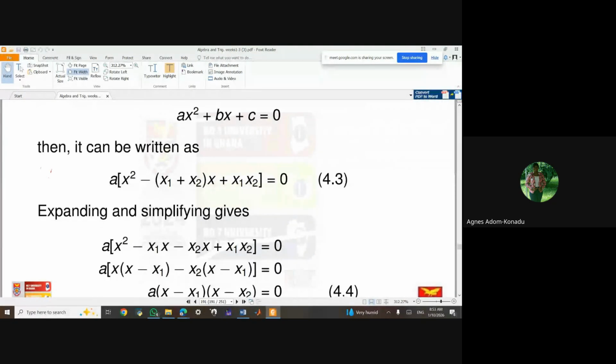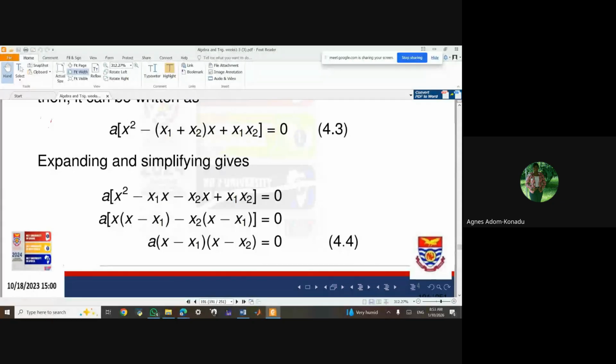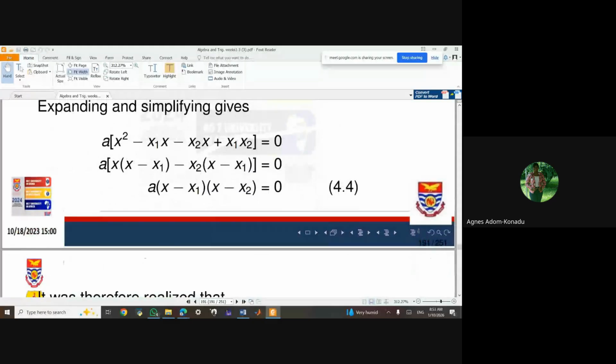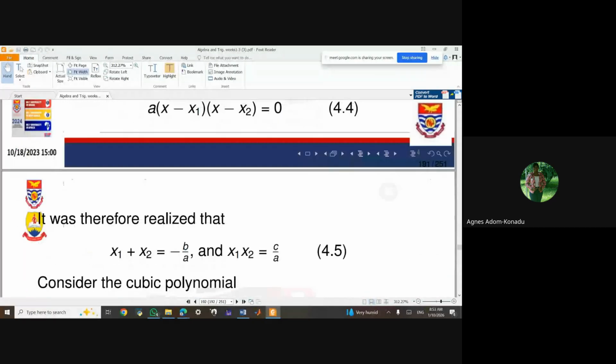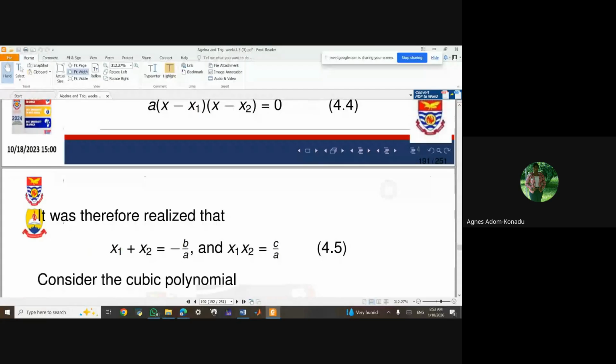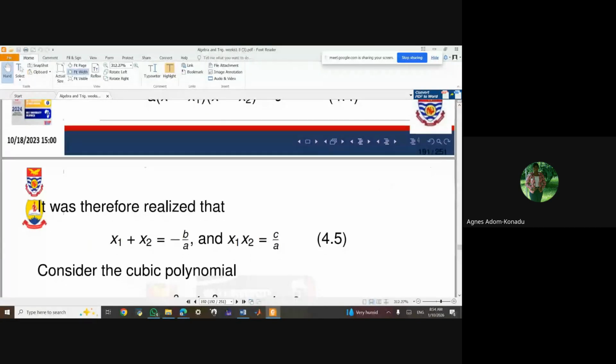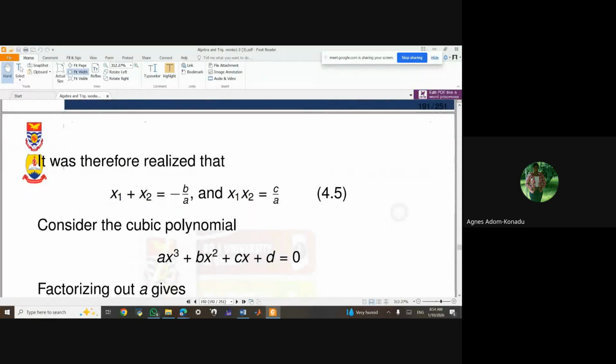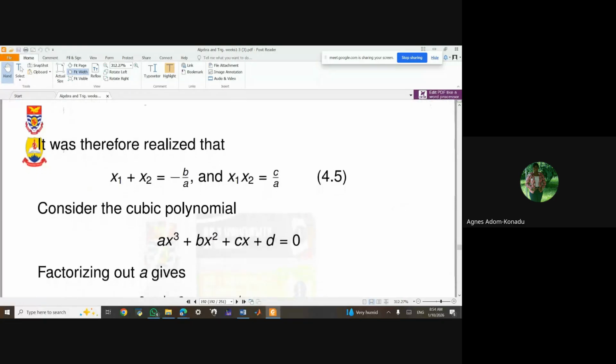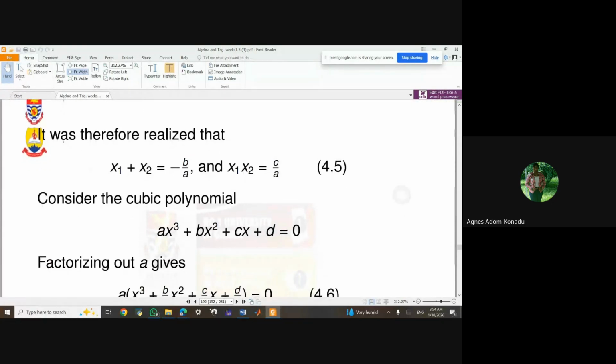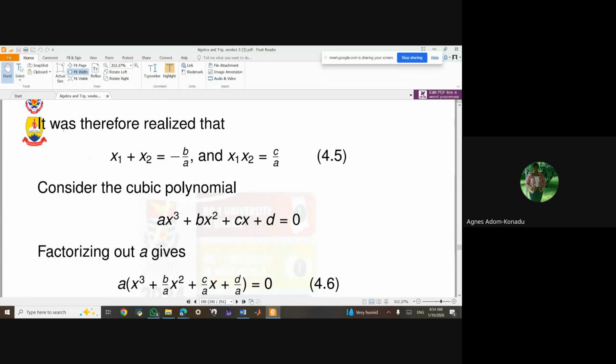Okay, so when we expand this, we are going to get a times x minus x1 times x minus x2. So that is for quadratic. Then we saw that x1 plus x2 is equal to minus b over a, and then x1 times x2 is equal to c over a. So that is for the quadratic function.